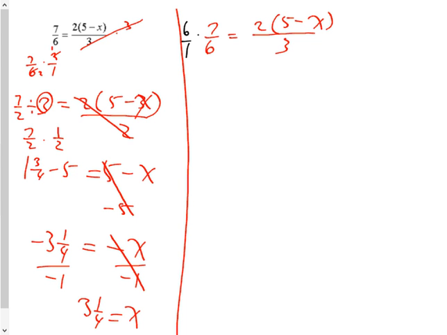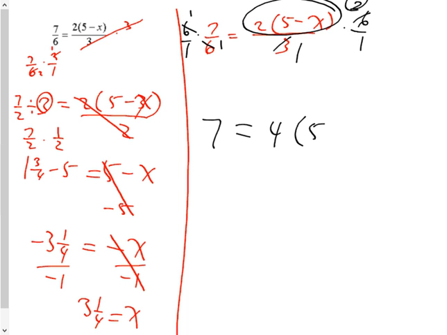Multiplying this side by 6, and multiplying this side by 6. This is really easy because 7 over 6 multiplied by 6 is 7. And if I cross-reduce this, I'm going to have 2 groups of all of this. So 2 groups of 2 multiplied by 5 minus x is going to become 4 groups of 5 minus x.